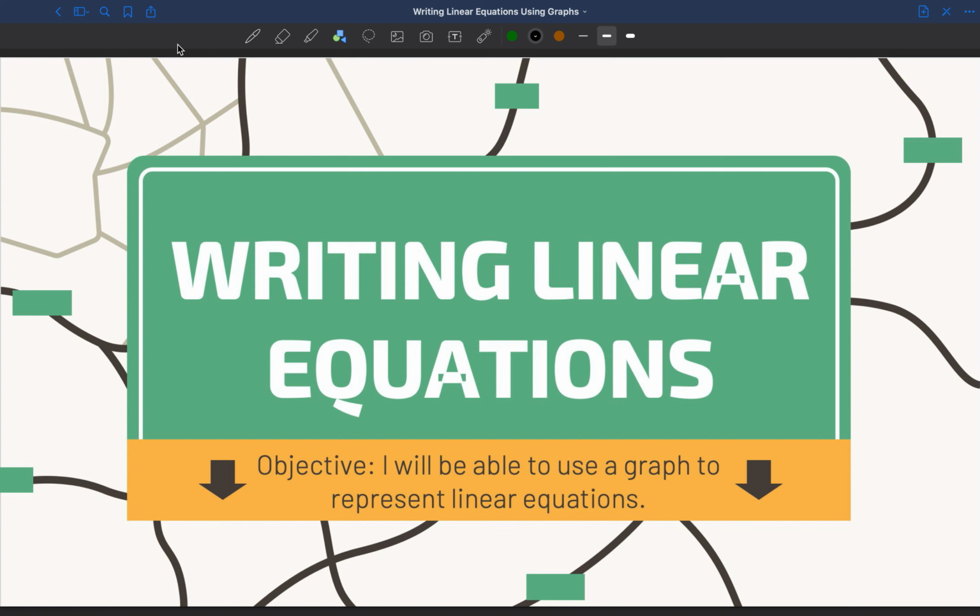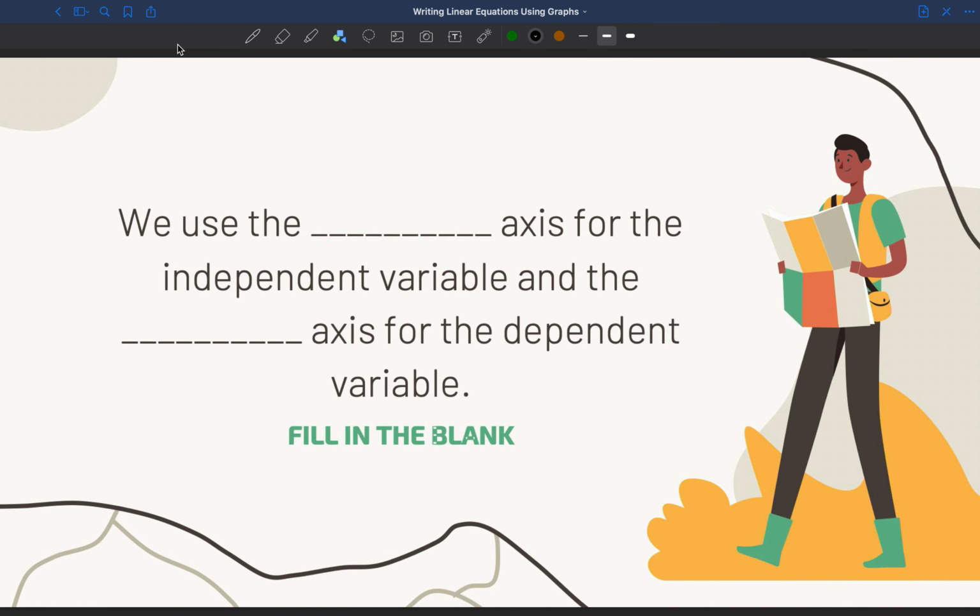For today's lesson, we are writing linear equations. Our objective is, I will be able to use a graph to represent linear equations. Our fill in the blank for today is, we use the blank axis for the independent variable and the blank axis for the dependent variable. So we're listening out for 2 words for our lesson today.